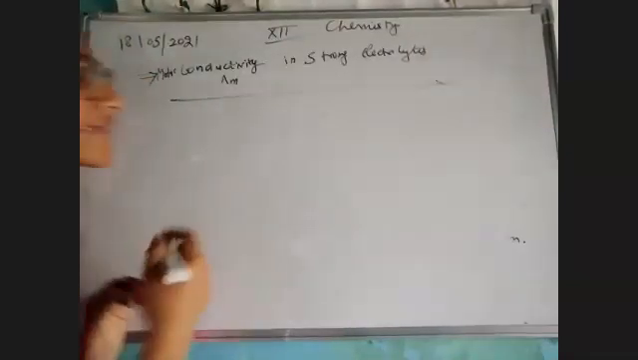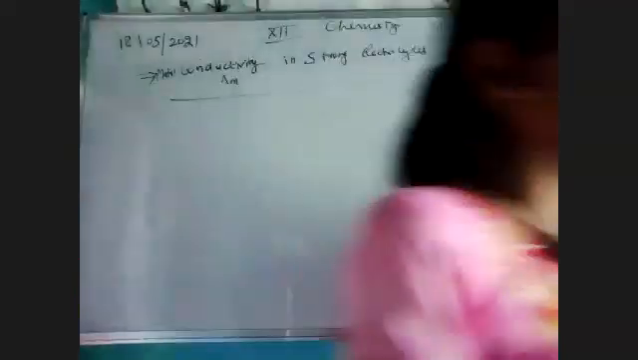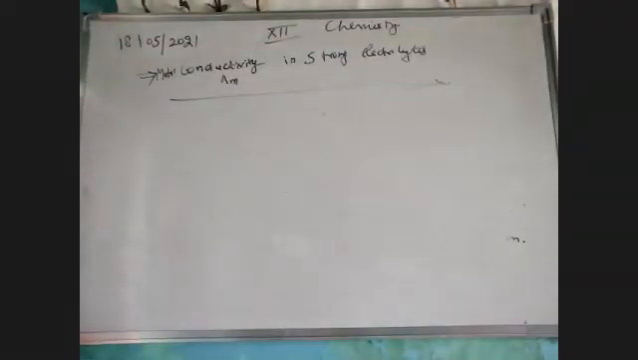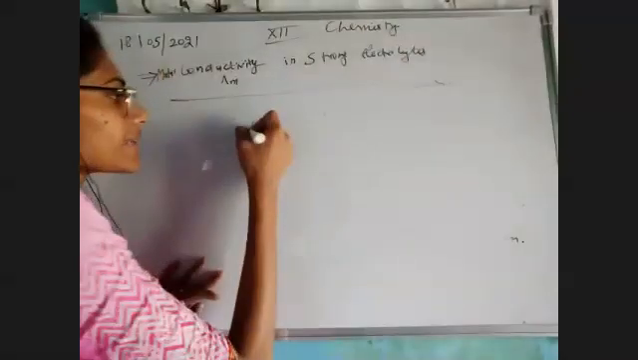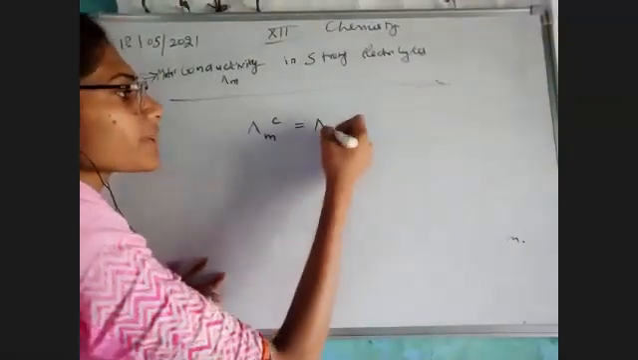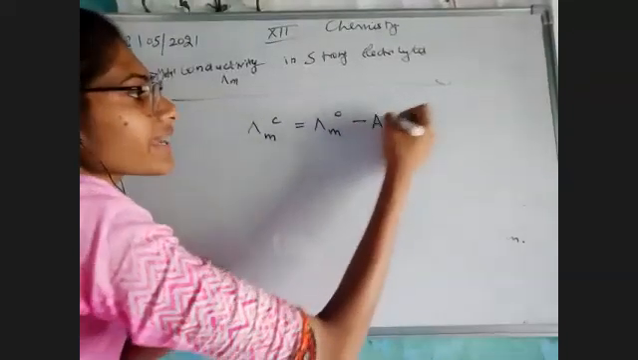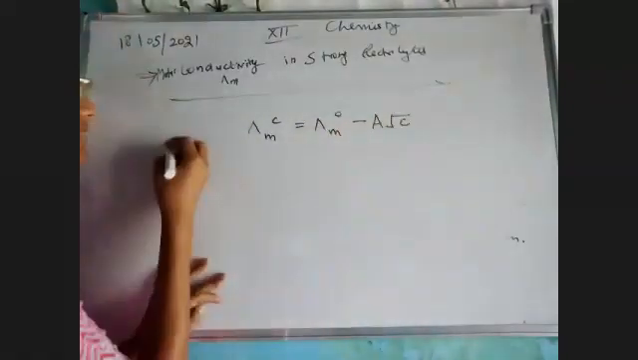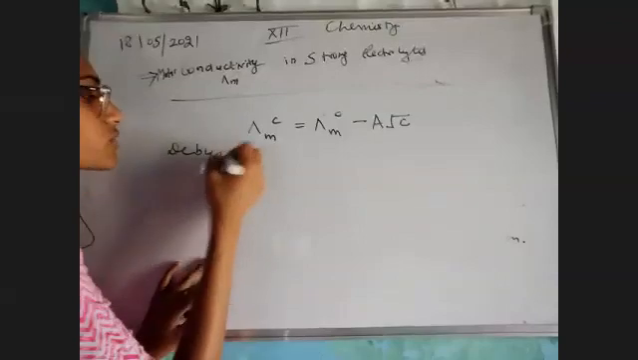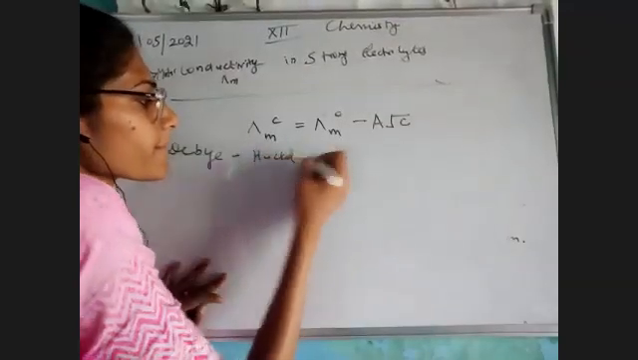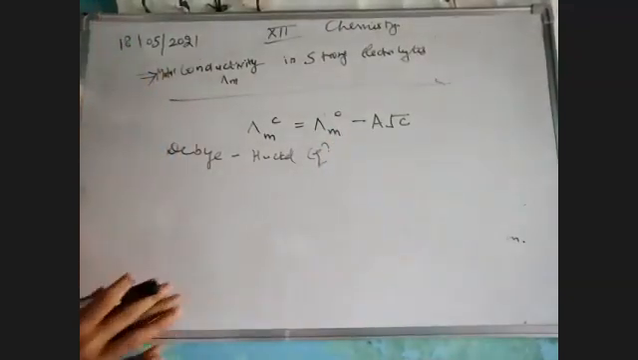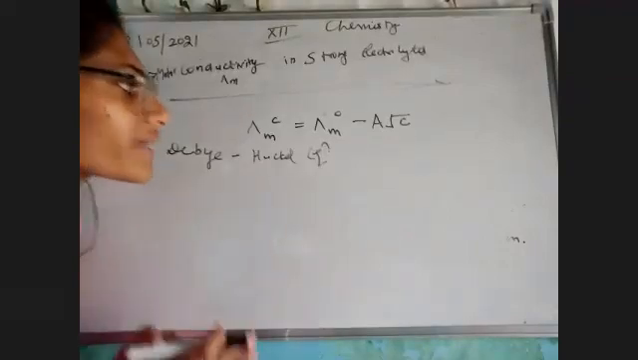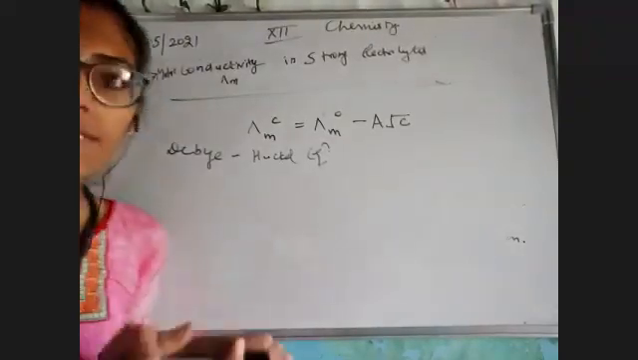Okay, the concept of molar conductivity in strong electrolytes has given us a complete equation, that is, lambda m c is equal to lambda m naught minus A under root c. This is an equation which was given by Debye Huckel. So what's happening over here? He has given us a relation of molar conductivity whenever the dilution is increasing.